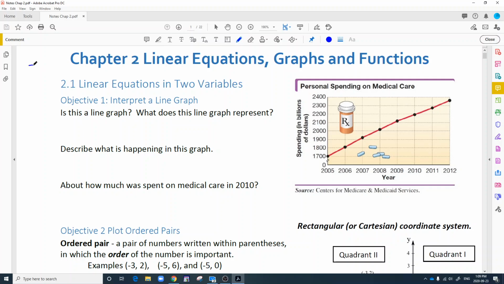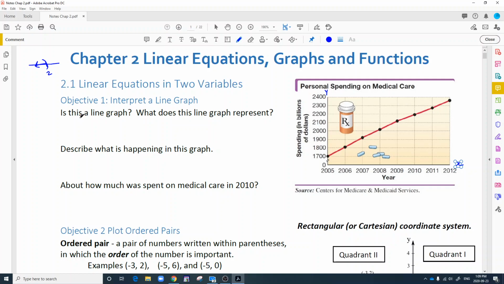So in one variable, we had a number line. We had something like a 2, and we'd say x is less than 2. This is what a linear equation in one variable looks like as a graph. As soon as we move into two variables, we're getting two-dimensional. So we get the x-axis and we get the y-axis.